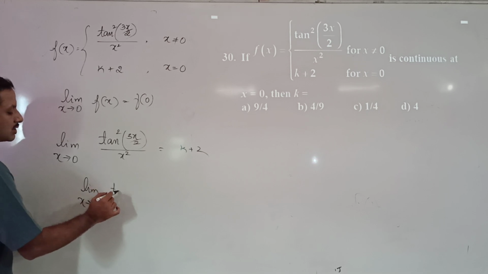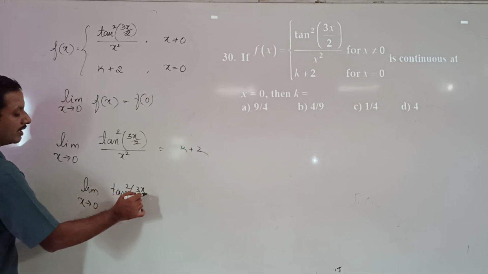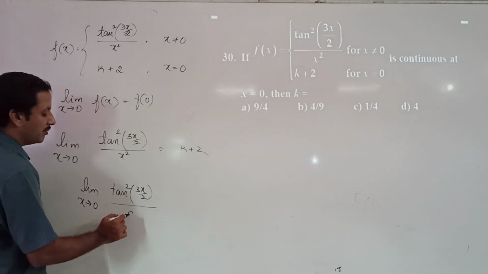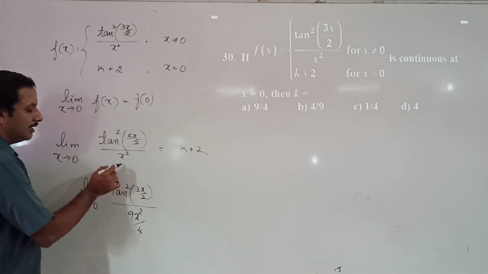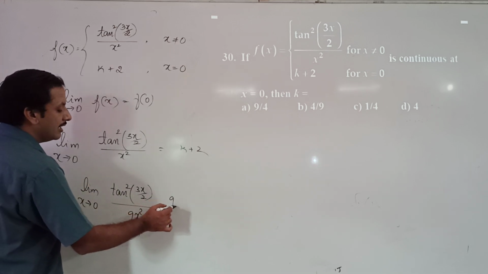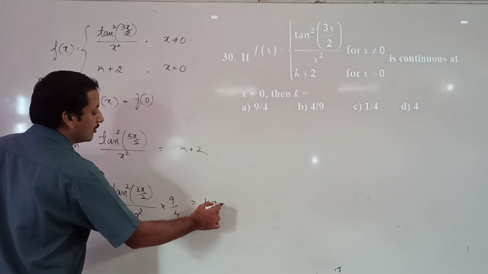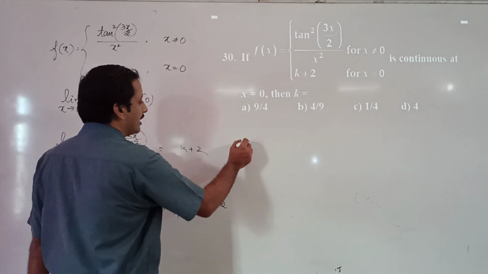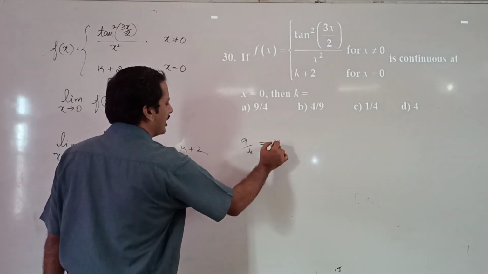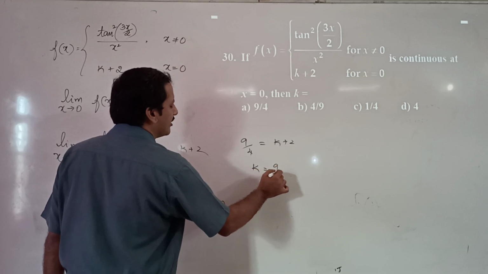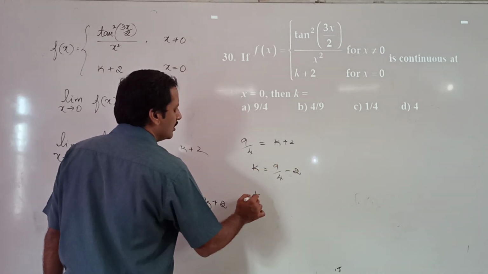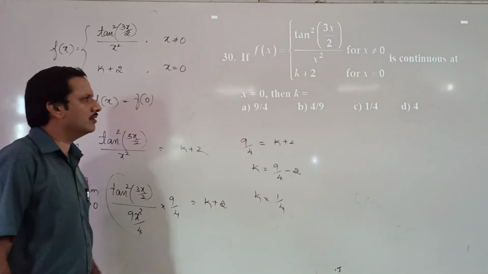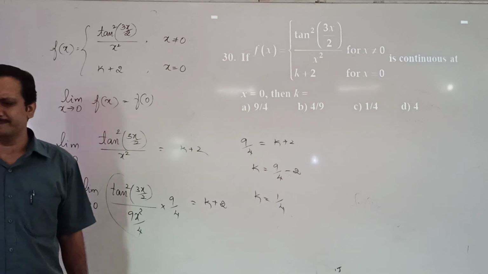When you have tan square 3x by 2 in the numerator, what do you prefer in the denominator? 3x by 2 whole square. That means we want 9x square by 4. X square we have, so multiply and divide by 9 by 4 is equal to k plus 2. As x tends to 0, this will become 1. So you have 9 by 4 is equal to k plus 2. So k is equal to 9 by 4 minus 2. Hence k is equal to 9 minus 8, that is 1 by 4. Option C is the correct answer.